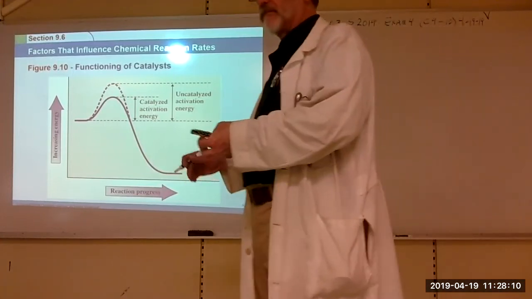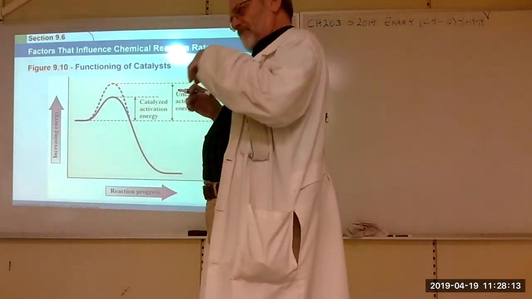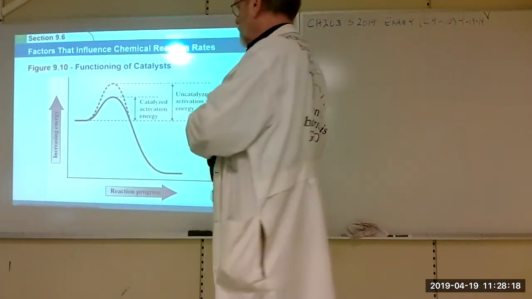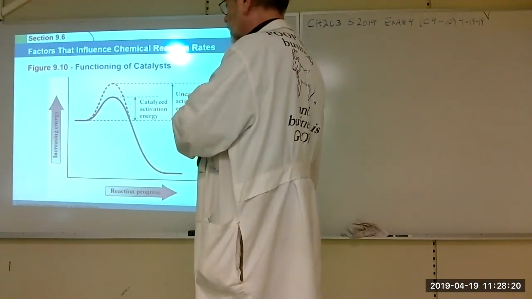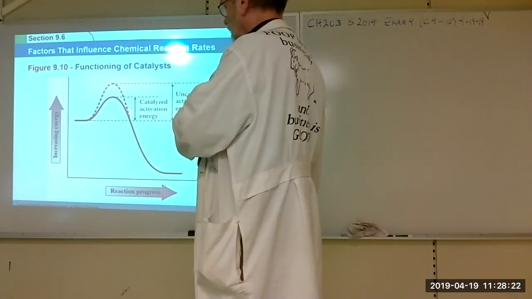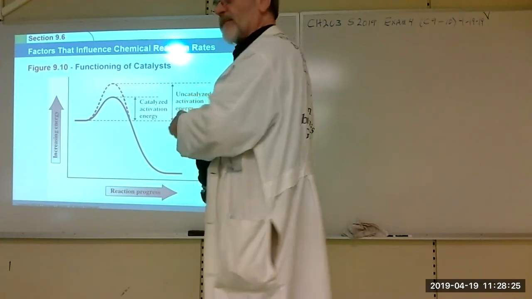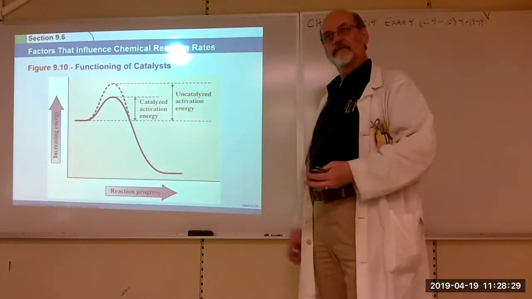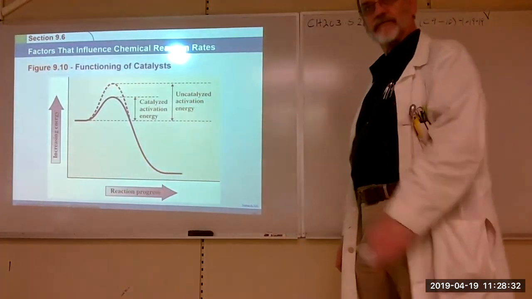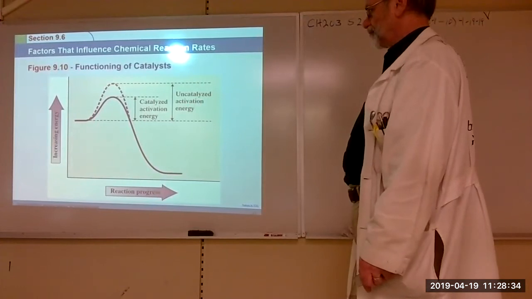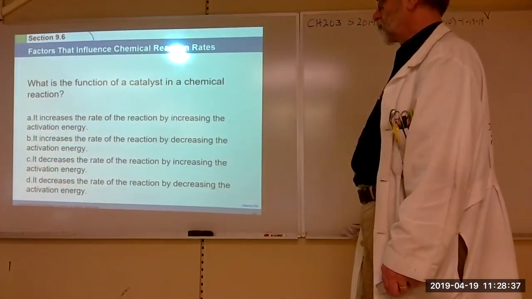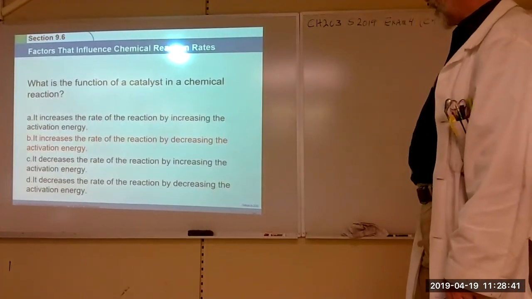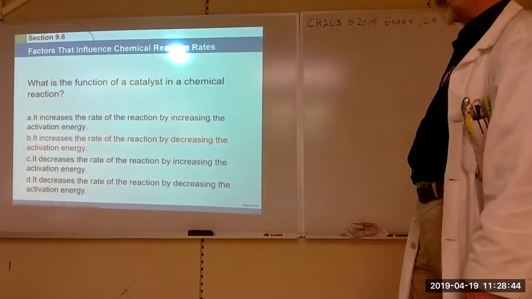At a certain temperature, you will get a certain speed of the reaction. But if we lower the activation energy, that means more of your molecules now have sufficient energy to react, right? So that speeds up the reaction. Okay, we increase the rate of the reaction with a catalyst by decreasing the activation energy.